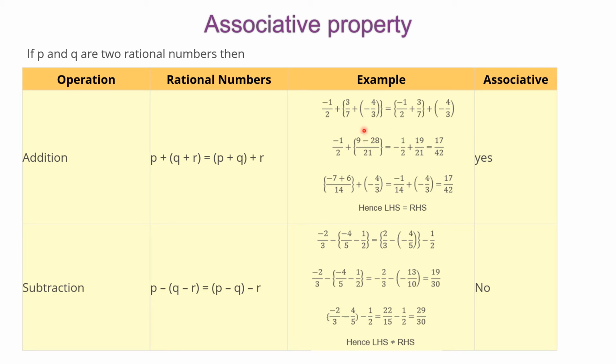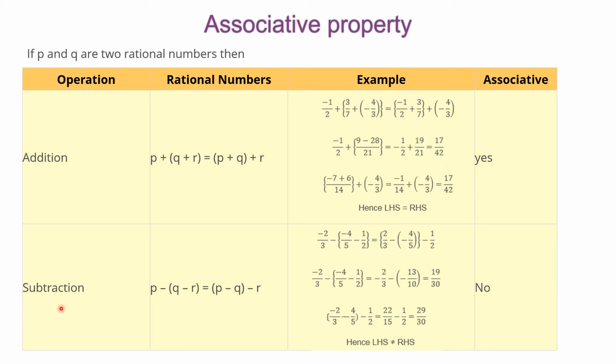Just see the example. Here we have changed the group. First of all, we added 3 upon 7 to minus 4 upon 3. Then in the next pair, we added minus 1 upon 2 to 3 upon 7. When we change the group, the result is the same in both cases. So yes, associativity is there. For addition of rational numbers, associativity is there.